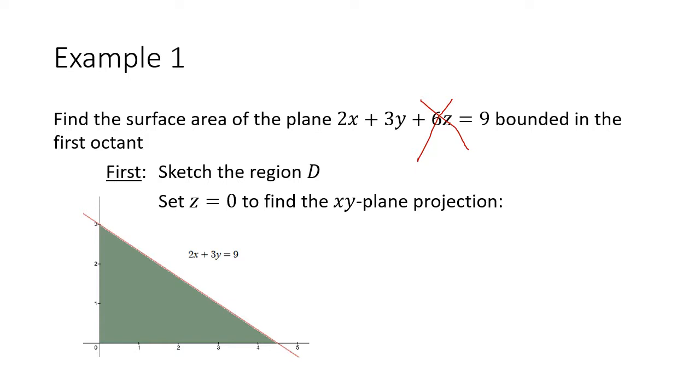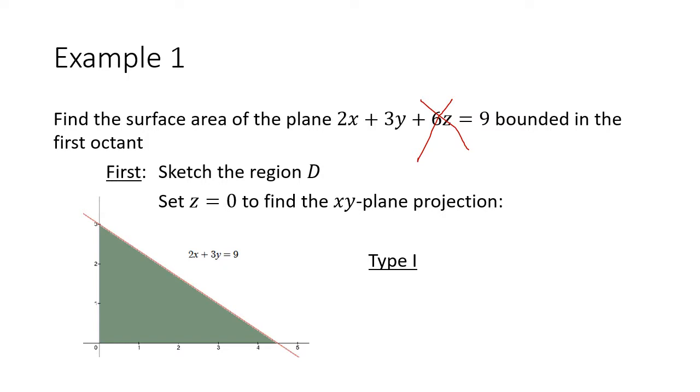And that's my region D that I'm integrating over. So now let's take the time to set this up as either a type 1 or a type 2. Now, for a triangle like this, it really does not make a difference whether we set this up as a type 1 or a type 2. It's just a matter of preference. I'm going to set this up as a type 1, but you could absolutely set this up as a type 2 and get the same answer.